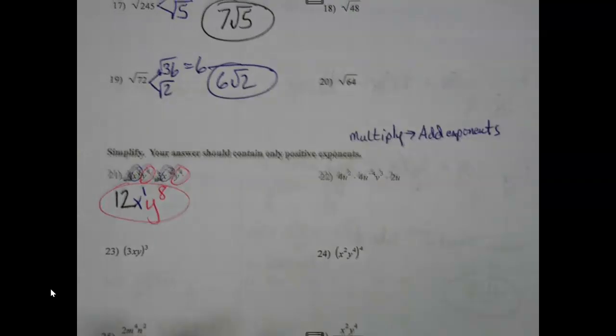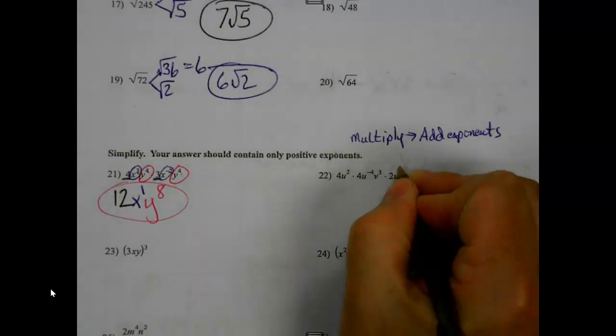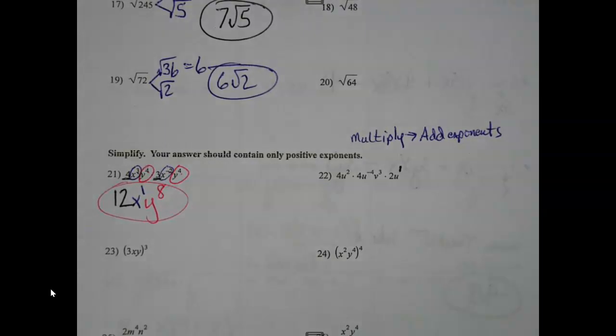Reminder on one thing as well. If you see a variable and it doesn't have an exponent, make sure you remember there's a 1. That's all we got to do.